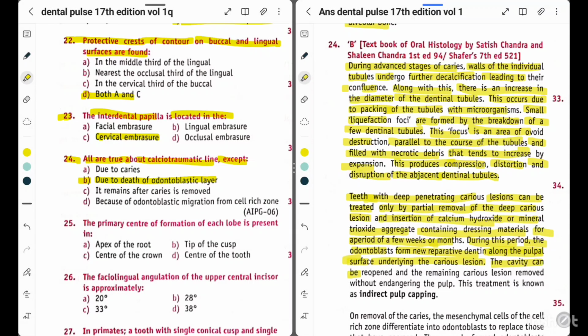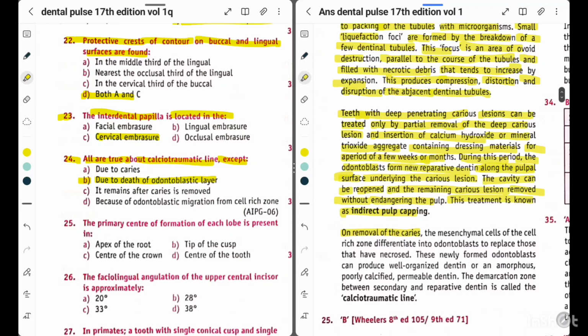The cavity can be reopened and the remaining carious lesion removed without endangering the pulp. This treatment is known as indirect pulp capping. On removal of the caries, the mesenchymal cells of the cell-rich zone differentiate into odontoblasts to replace those that have necrosed. These newly formed odontoblasts can produce well-organized dentine or an amorphous, poorly calcified, permeable dentine. The demarcation zone between secondary and reparative dentine is called the calciotraumatic line.